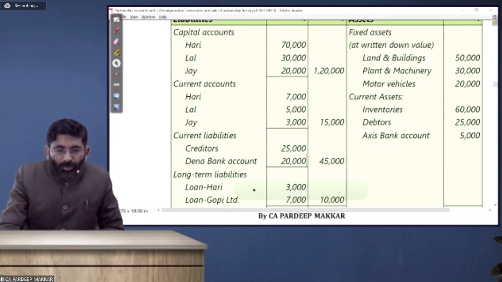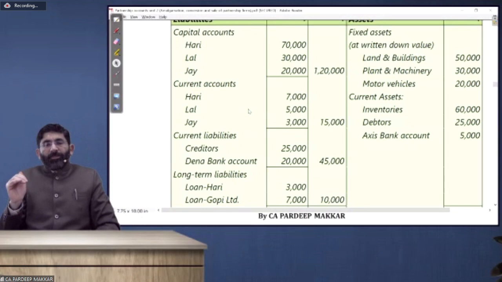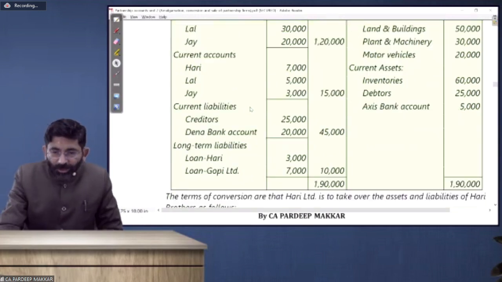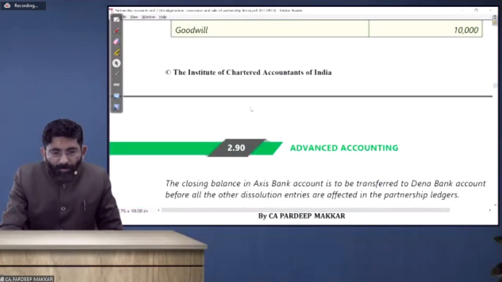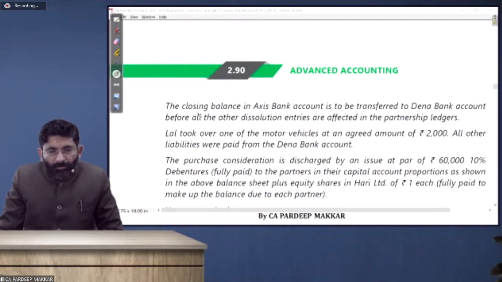So whether the loan will also be transferred is not mentioned, but the loan will have to be transferred finally, because it is to be either paid off or transferred. Is something mentioned in the question regarding the loans? Yes. See here. He says the closing balance of Axis Bank is transferred to Dena Bank before all the other dissolution entries are effected in the partnership ledgers. Lal took over one of the motor vehicles at an agreed amount of rupees 2,000.